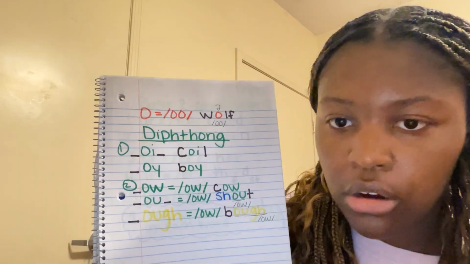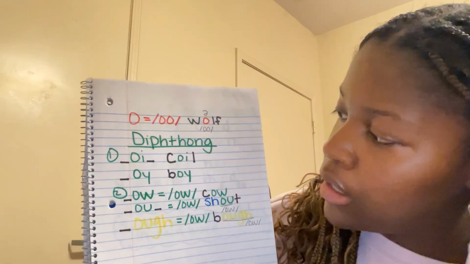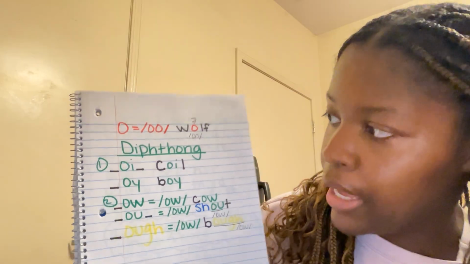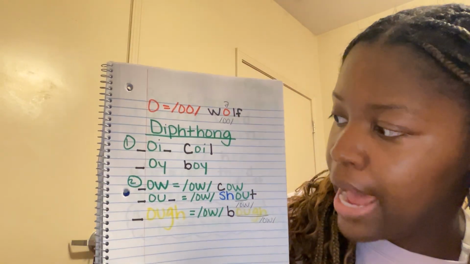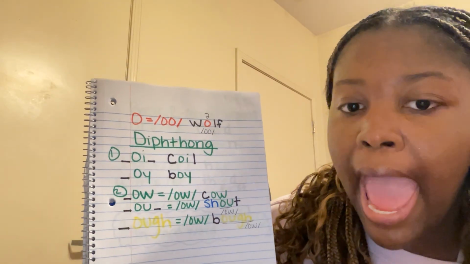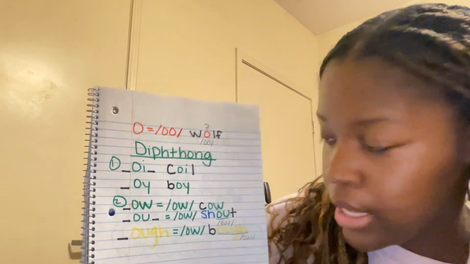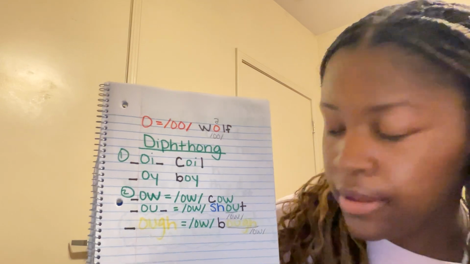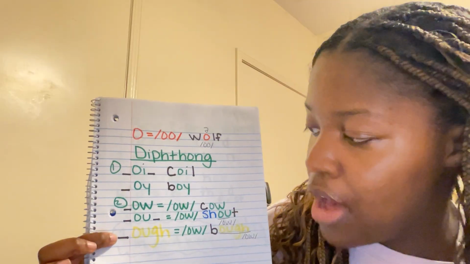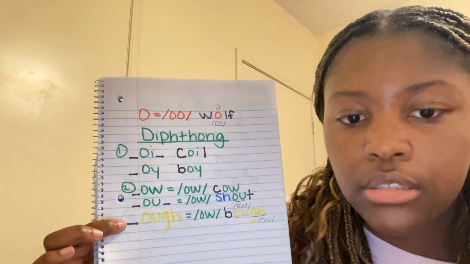Next, I have the diphthongs, like OI that makes oi, like in oil. Next, I have OY that makes oi, and I labeled it 1 and 2. And then I have OU that makes ow, like in ow. Next, I have OU like in ow that makes out. And lastly, like I said, I ran out of gray and I used yellow. I have OUGH that makes ow, like in bough.